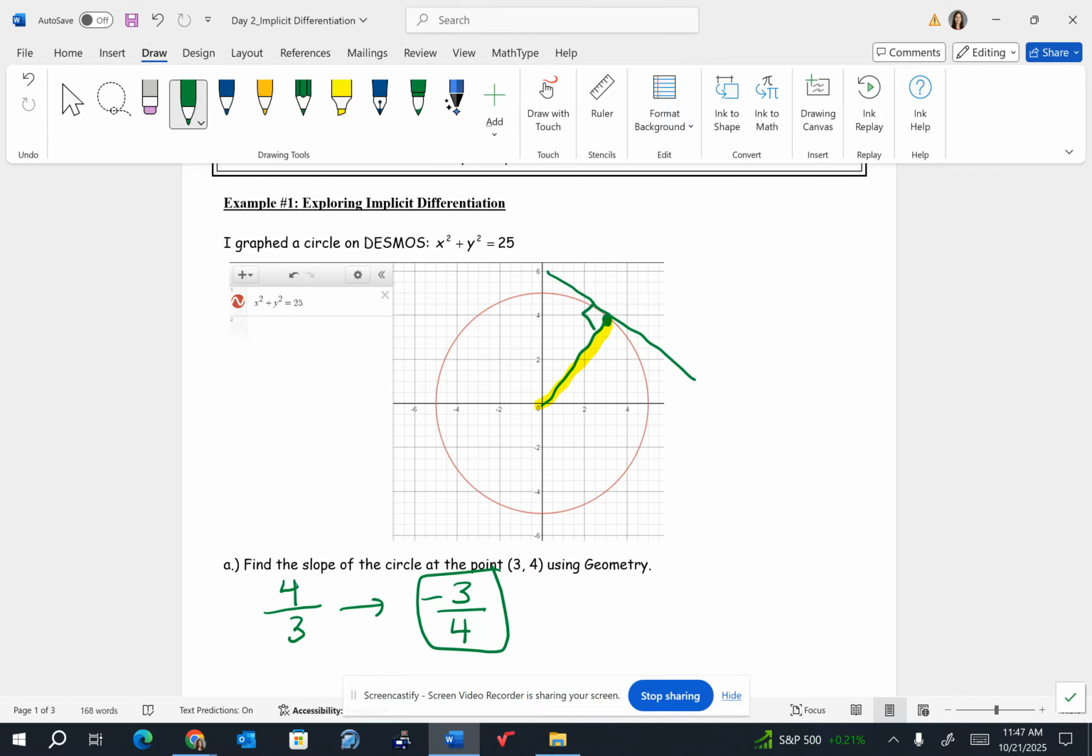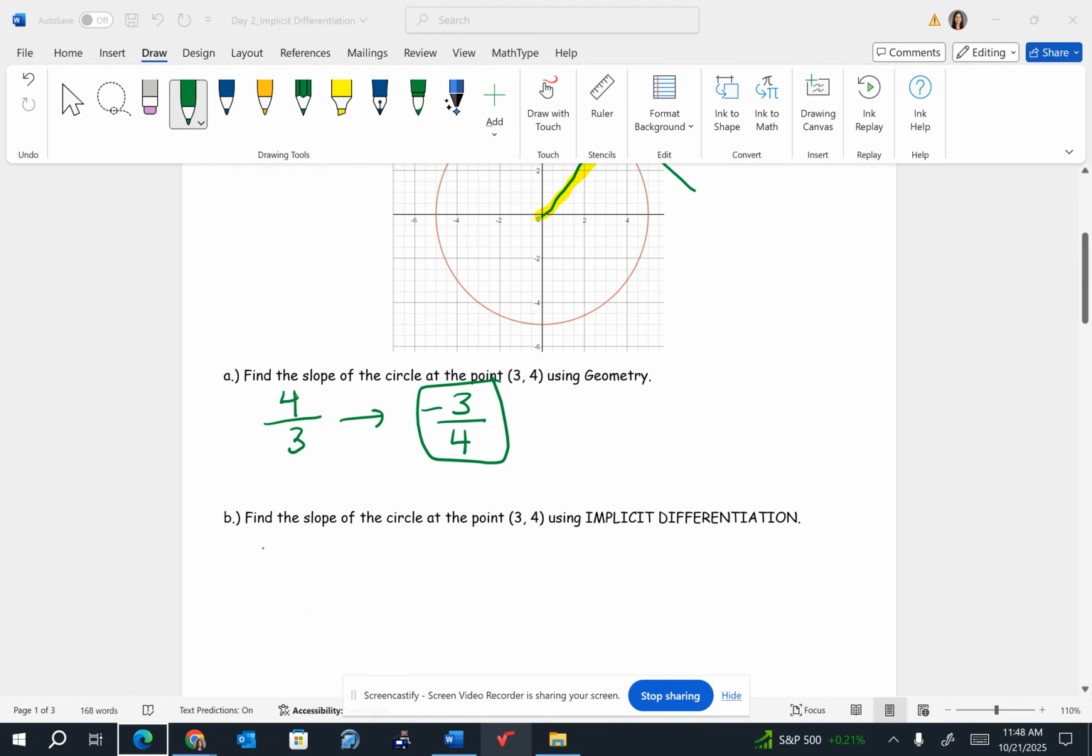Then I taught everybody some calculus of how we could find that same slope, but in a different way, because even if it's a different subject, all math is the same. So if we got -3/4 using geometry, then we should get -3/4 using calculus. The first thing we did was rewrite the circle equation: x squared plus y squared equals 25. I said if we want to find the slope of the tangent line, what we have learned this year is that the slope of the tangent line is the derivative.